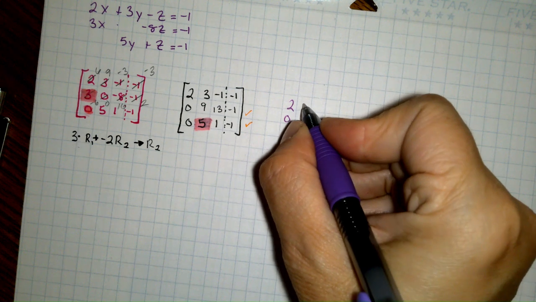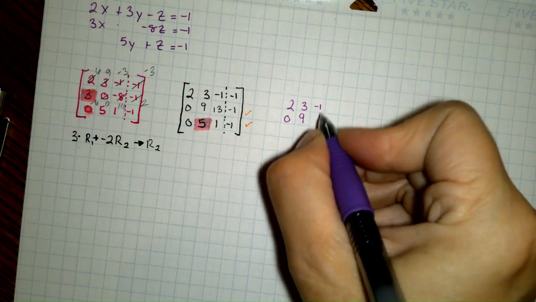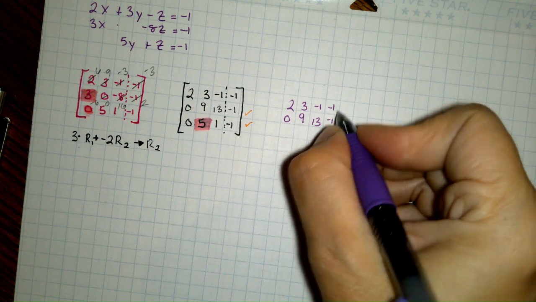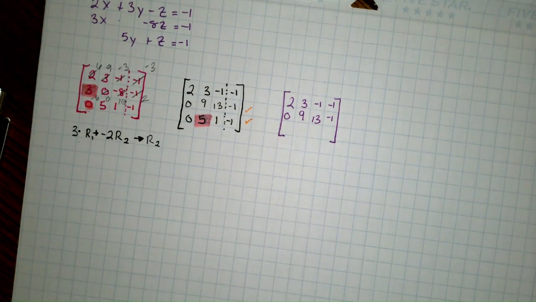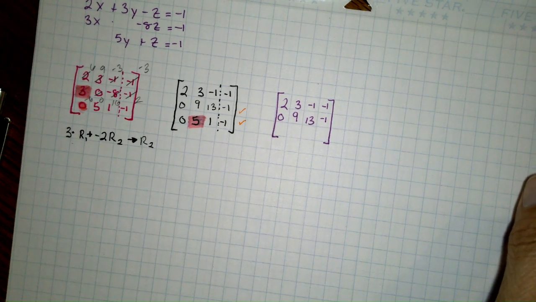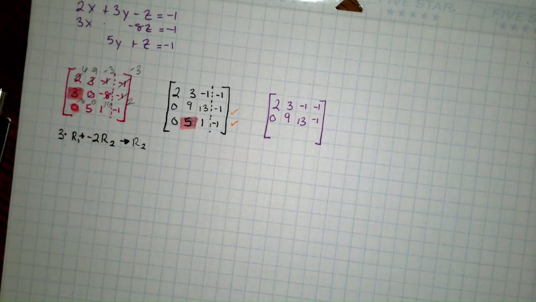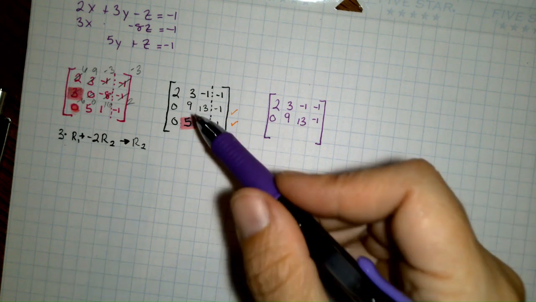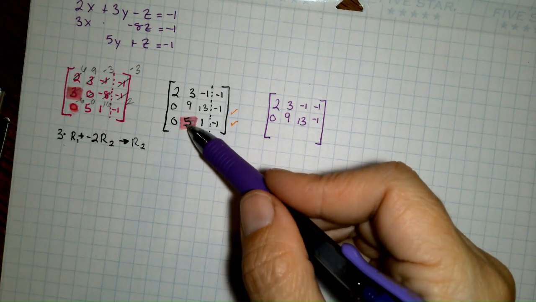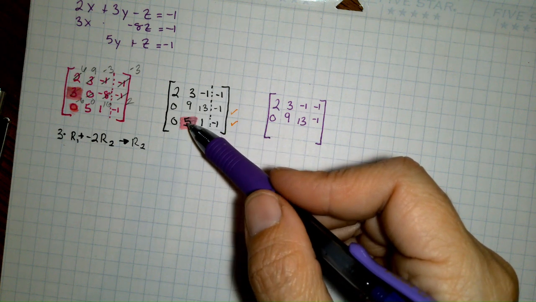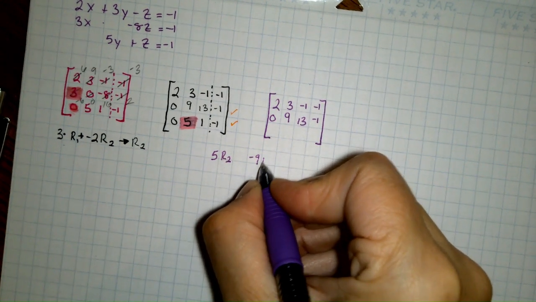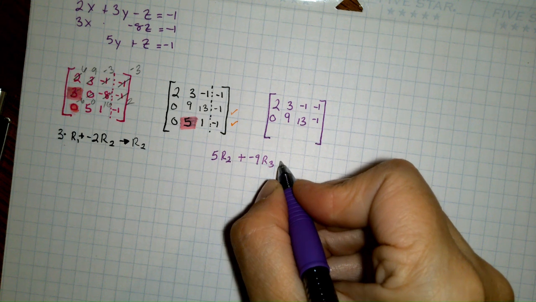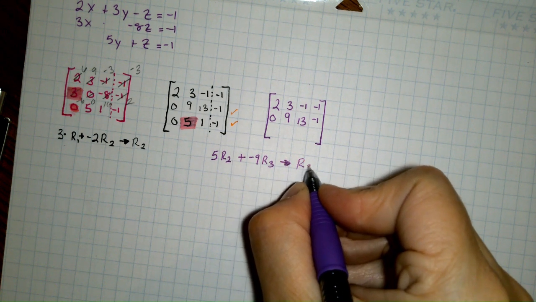So 2, 0, 3, 9, -1, 13, -1, -1. We could keep doing this process to gain more zeros in the top and get a full reduced row echelon form. I just choose to stop after a lower triangulation because that is sufficient. To get these to add to 0, they both have to be 45, one positive and one negative. So I'm going to take 5 times row 2 and -9 times row 3, add them together, and we're putting our answer in row 3.